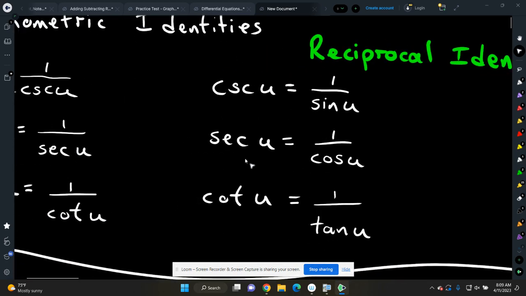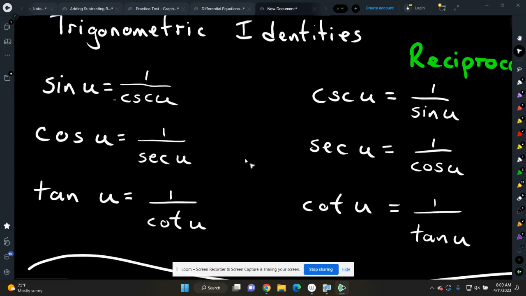And then these are the 3 that we could have figured out, but it's just not as natural to us, right? So if cosecant is 1 over sine, then that means sine is 1 over cosecant. If secant is 1 over cosine, then that means cosine is 1 over secant. And then, of course, cotangent is 1 over tangent. So that means that tangent is 1 over cotangent, right? So those should come pretty natural to us.